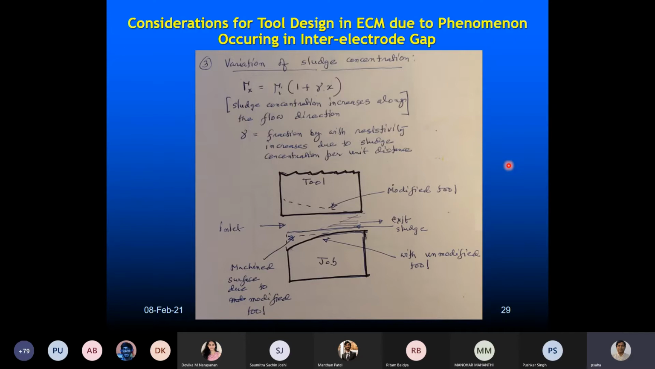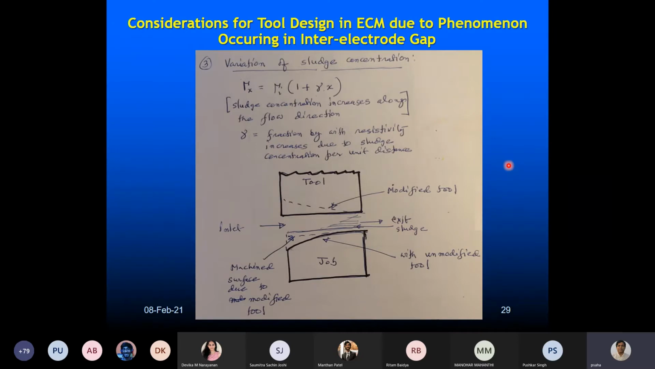So a thin muddy kind of thing will get settled down at the bottom on the job surface. Unless they are cleaned, with the incoming clean electrolyte continuously flushing them away, removing them, and they get filtered somewhere in the electrolyte circuit, so that again clean electrolyte remains. What will happen? They may change the resistivity of the electrolyte.